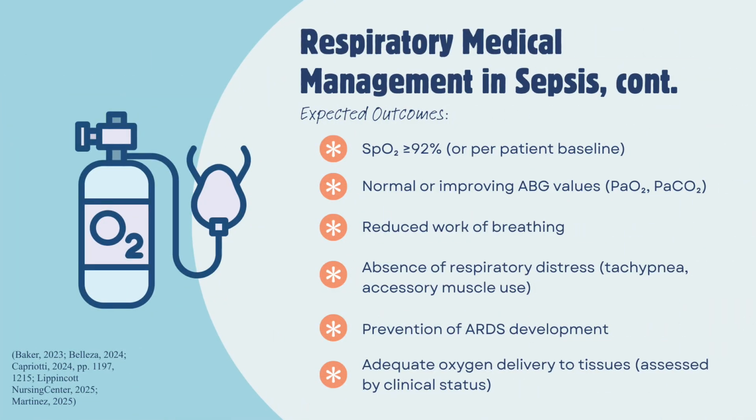Expected outcomes of respiratory medical management in sepsis include maintaining oxygen saturation at or above 92% or at the patient's baseline, along with normal or improving arterial blood gas values, including partial arterial pressure of oxygen and partial arterial pressure of carbon dioxide. Additional outcomes include a reduction in work of breathing, indicating improved respiratory efficiency and gas exchange. Clinically, patients should show absence of respiratory distress, such as tachypnea or use of accessory muscles, prevention of progression to acute respiratory distress syndrome, and adequate oxygen delivery to tissues as reflected by overall clinical improvement.